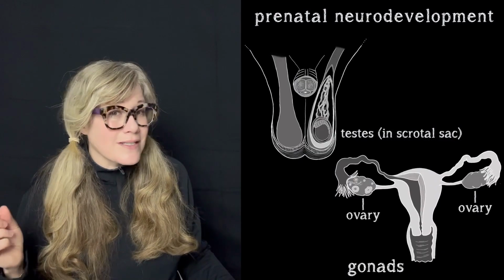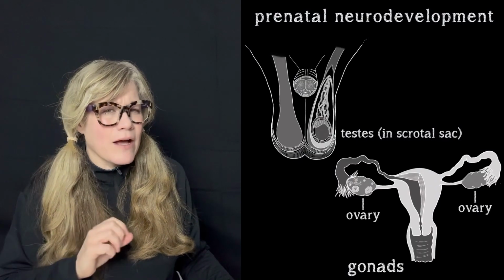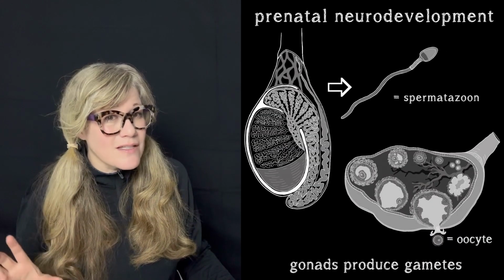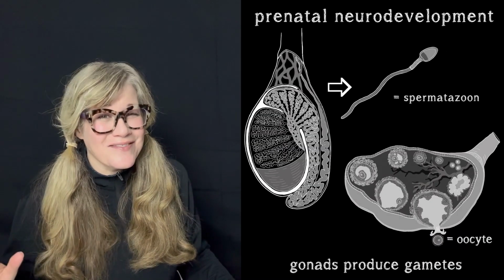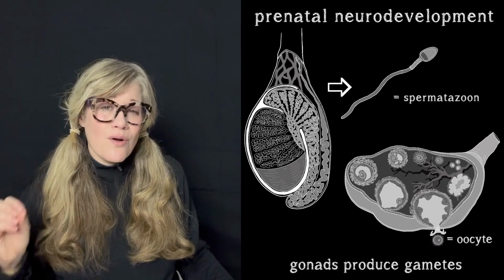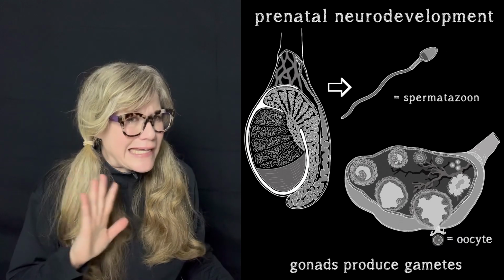of this series. Okay, so let's do a quick recap from the last couple episodes. We learned about gonads, which are testes and ovaries, and how they produce gametes. Gametes are the reproductive cells responsible for creating life. Testes produce sperm cells, and ovaries produce oocytes, also called egg cells.